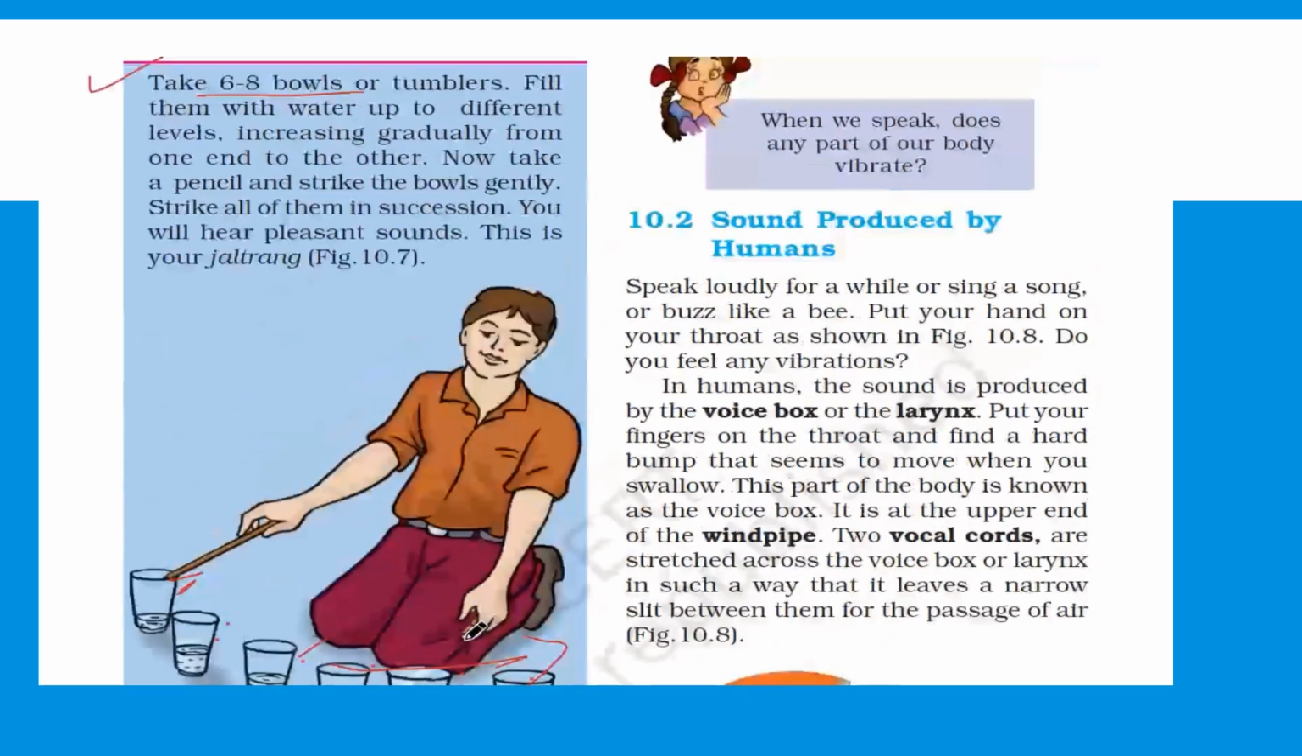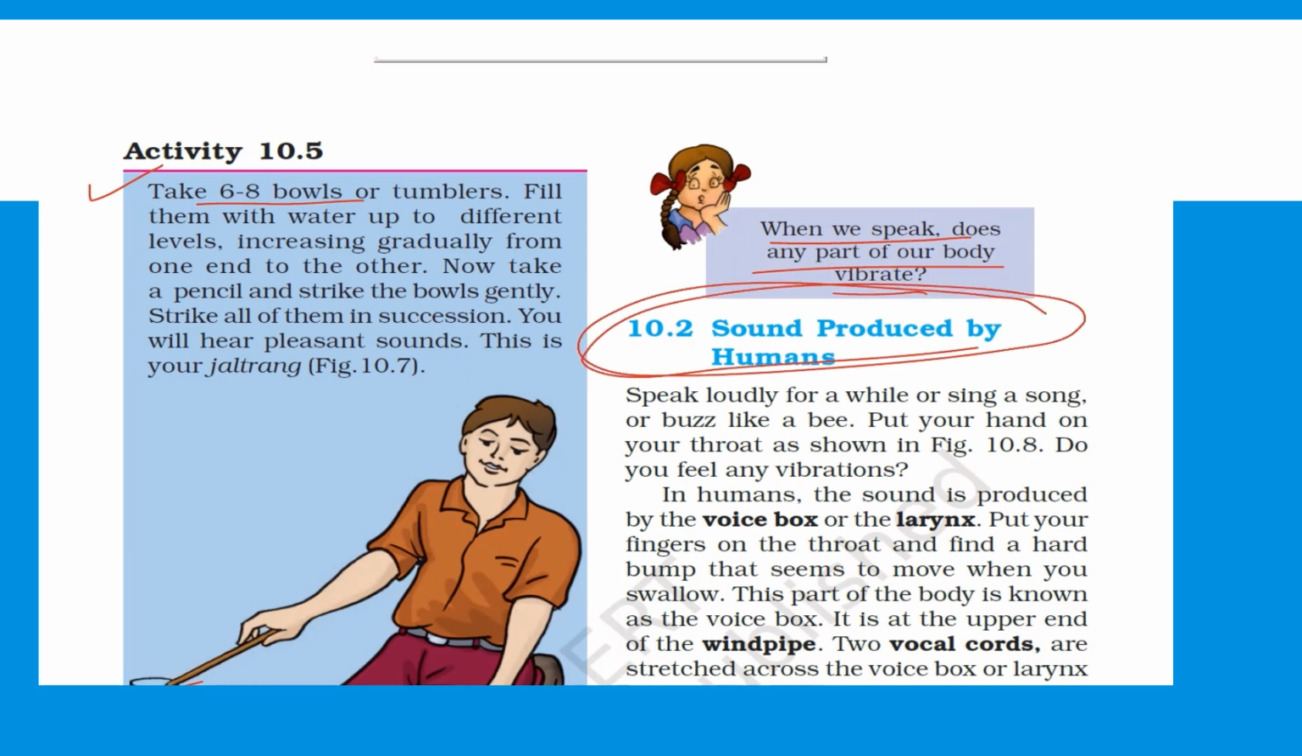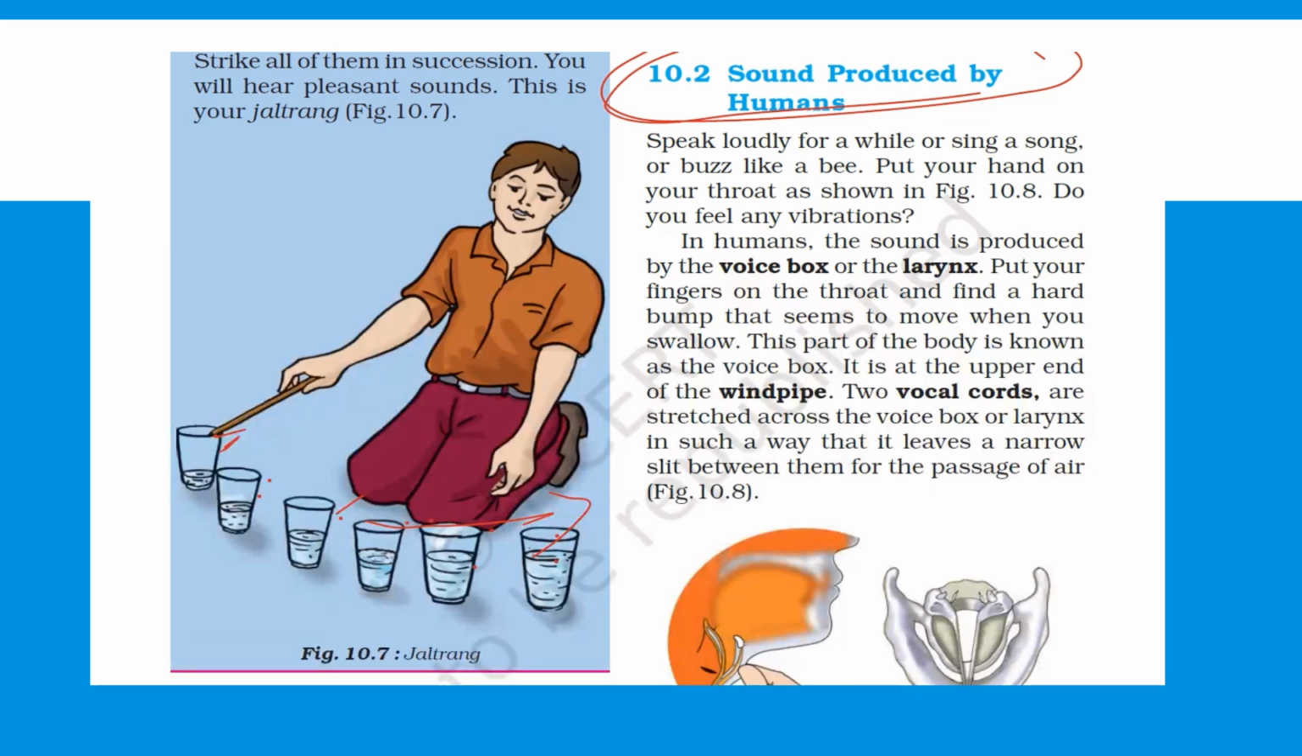Now we will move on to this: when we speak, how does any body part vibrate to create sound? So sound produced by humans is the next important part. Speak loudly for a while or sing a song. Then you can see how sound is produced by humans. Okay, so put your hand on your throat. Just talk. While talking, you will see vibrations in your throat.